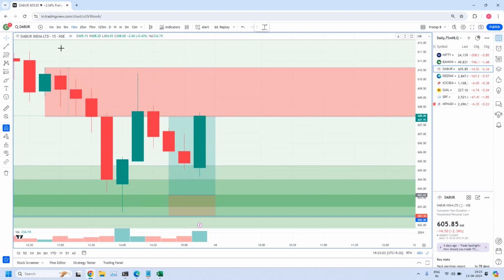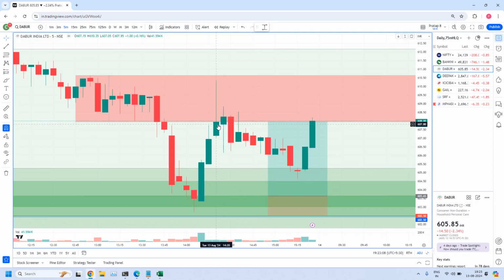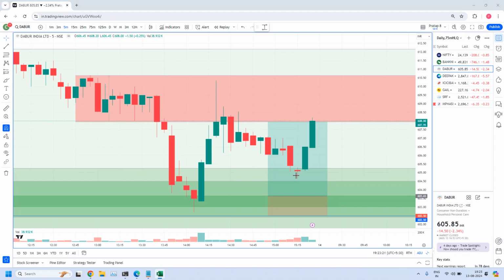And moreover, at what time was the trade completed in the 5 minute candle? At 14:20. At 14 hours we got the trade, and at 14:20, that means within 20 minutes, the trade is completed. And how much profit did we get? DABUR has given 5,375 rupees profit, and also it has given 4% ROI as per one futures margin cost. 4% ROI during the intraday profit it has given.